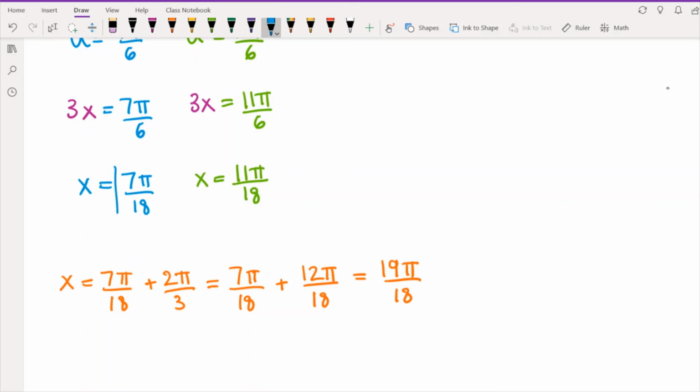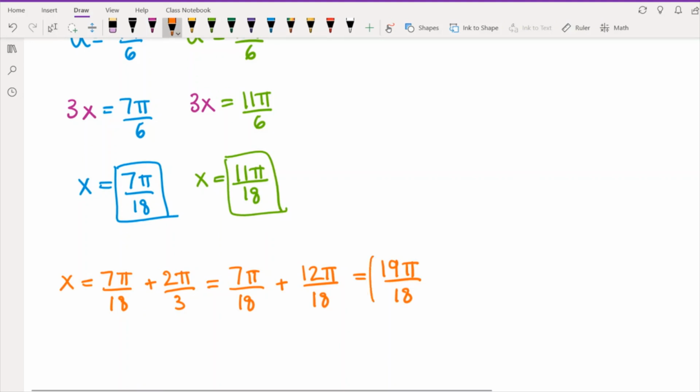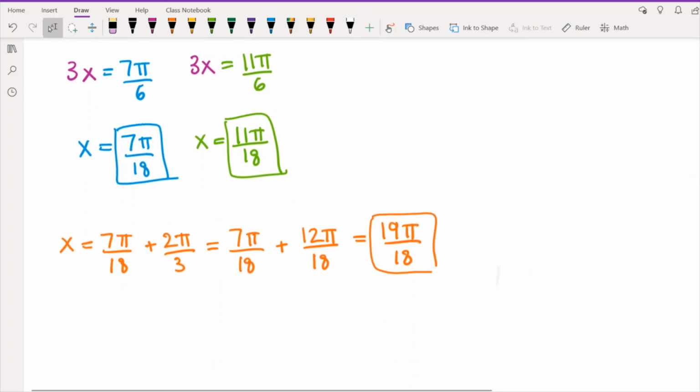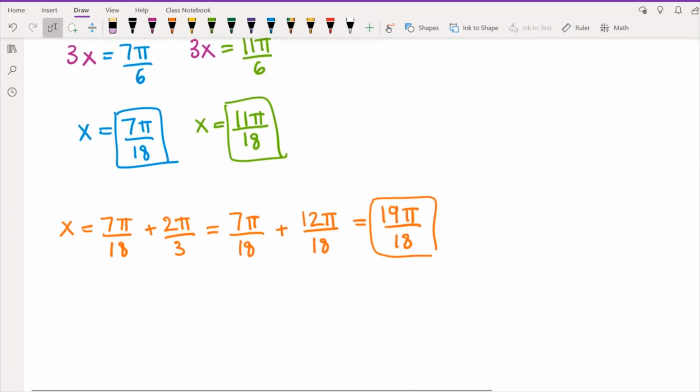So that's another possible solution. So far we have 7 pi over 18, 11 pi over 18, and 19 pi over 18. And notice that those are all between 0 and 2 pi. They're not going to be over 2 pi until we get to 36 pi over 18, if you think about how those fractions work. And so we can actually keep going. We can add another 2 pi over 3, and we can keep doing that until we get things that exceed 2 pi.